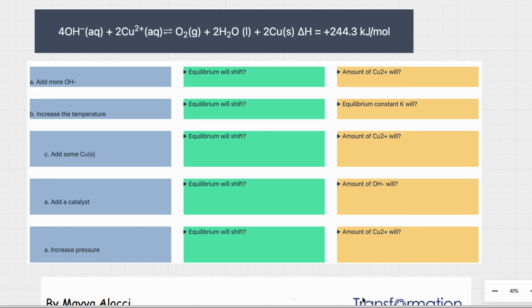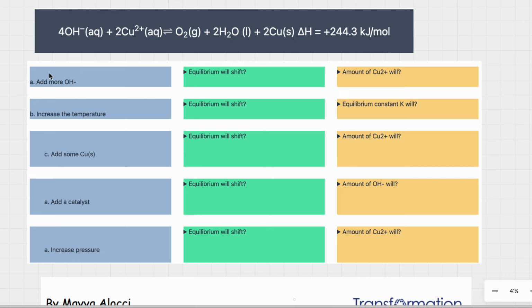Mayya here, and today we will practice Le Chatelier's principle, which is one of the major topics in general chemistry. So here we have an equation which looks like a complicated equation. We also have delta H, change in enthalpy, and we have some questions. We will write what happens to the equilibrium with these changes, and we will also answer the second question, which is what happens to other substances when the equilibrium shifts.